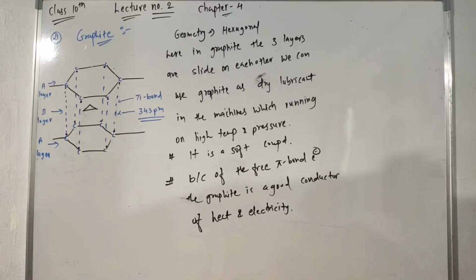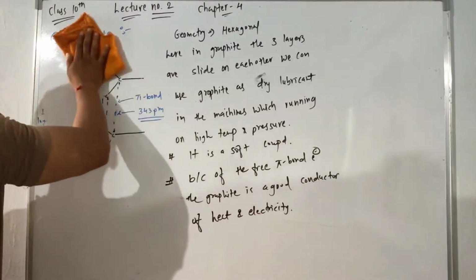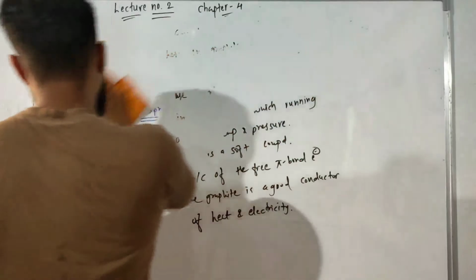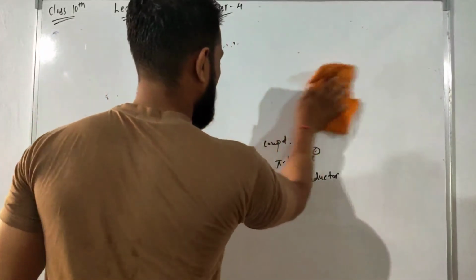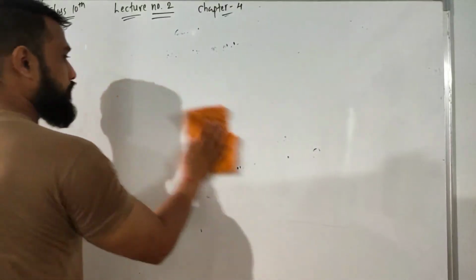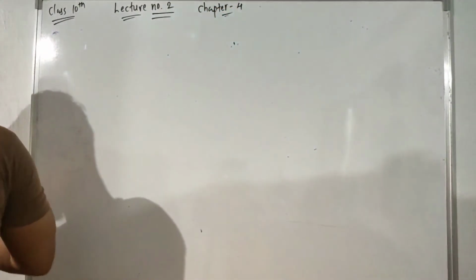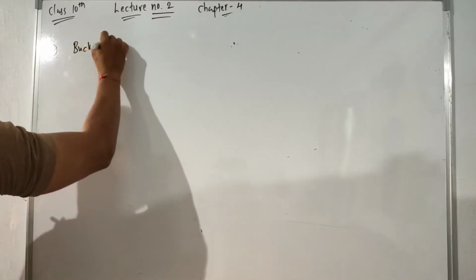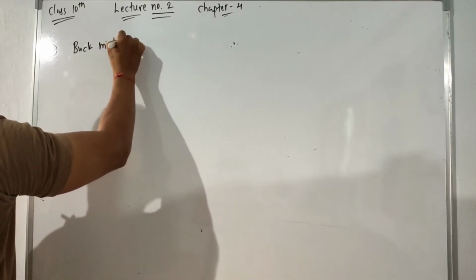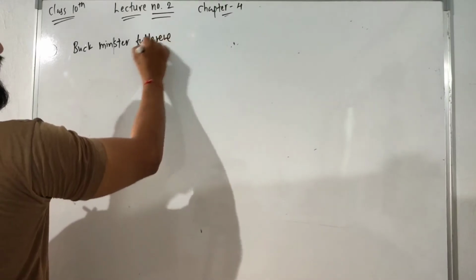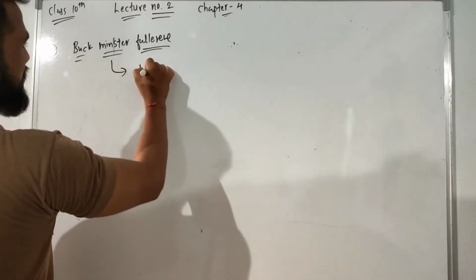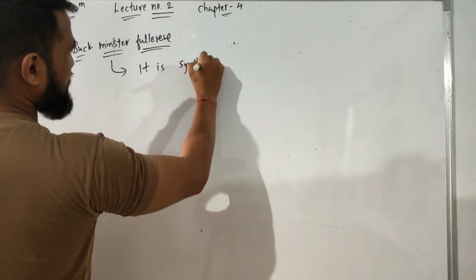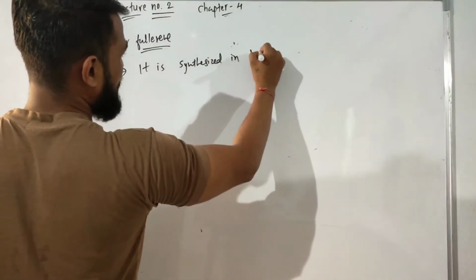Now we have to discuss the third, that is Buckminster Fullerene. Write down the heading Buckminster Fullerene. Okay, we all know that it is synthesized in a laboratory.